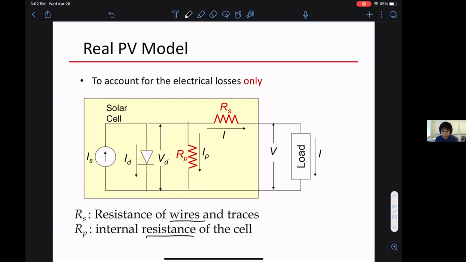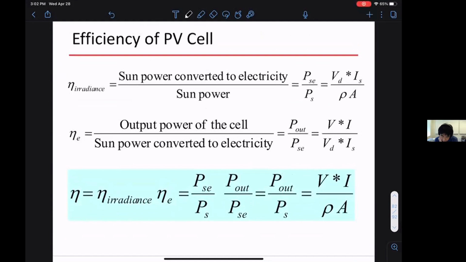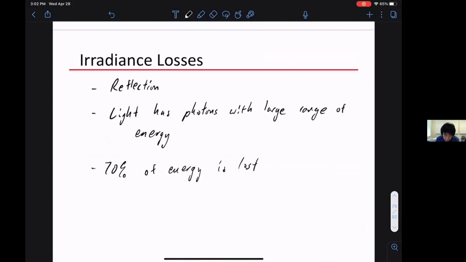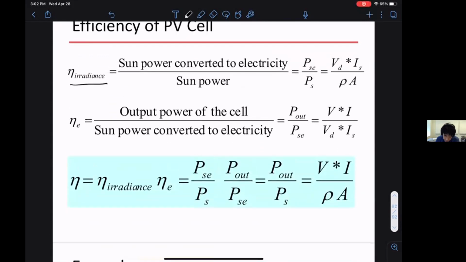All right, so there are often two efficiency factors we want to talk about, because we have two sources of loss. One efficiency factor is, you have power coming in, how much power is converted to electricity? This is the irradiance loss we talked about. Some of the power doesn't make it to a current. So how much of the power gets converted to electricity?